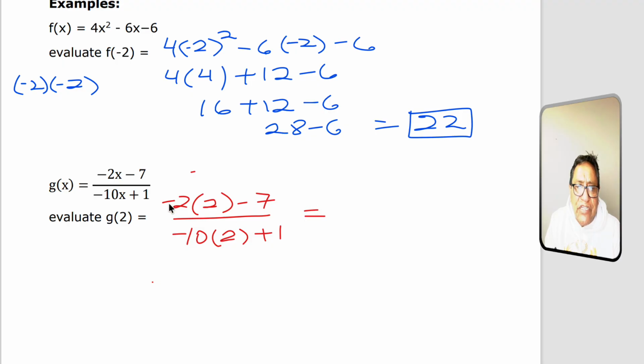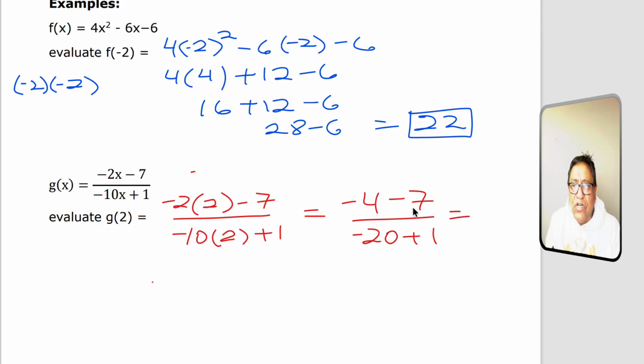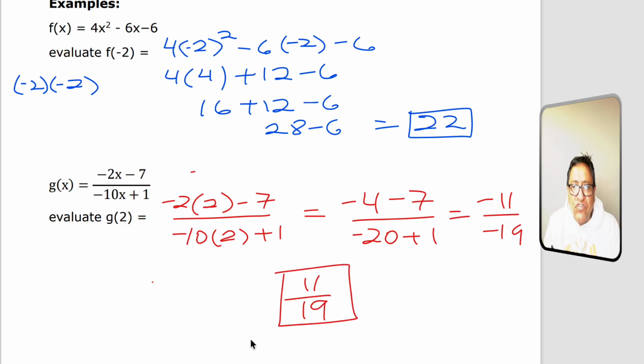So this will be equal to negative 2 times 2, which is negative 4, minus 7, divided by negative 20 plus 1. Solving this, negative 4 minus 7 will be negative 11, correct? Divided by negative 20 plus 1, which will be negative 19. So at the end, negative divided by negative is positive. So 11 over 19 will be the solution of this function when x is equal to 2.